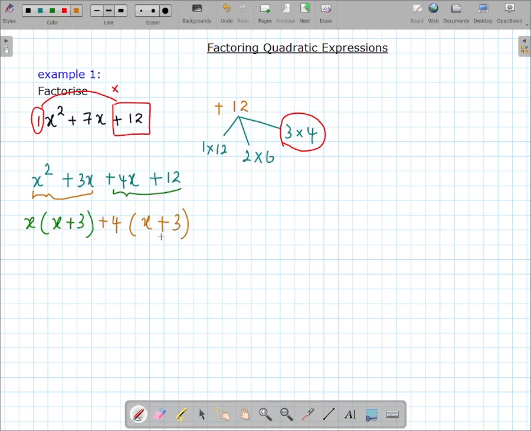Then we check the brackets. Brackets are the same. Then we can take the bracket out. So I take the x plus 3 bracket out. When you take x plus 3 bracket out from the first part, then x is remaining. Then from the second part, x plus 3 is out, and 4 is remaining. So the final answer is x plus 3 times x plus 4.